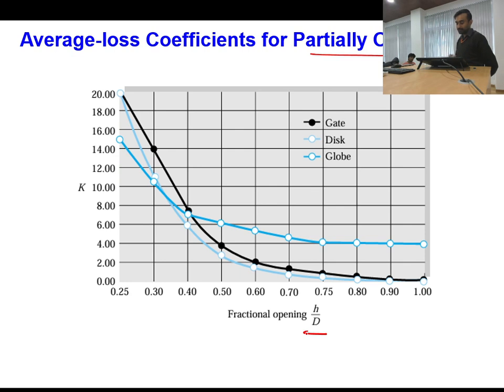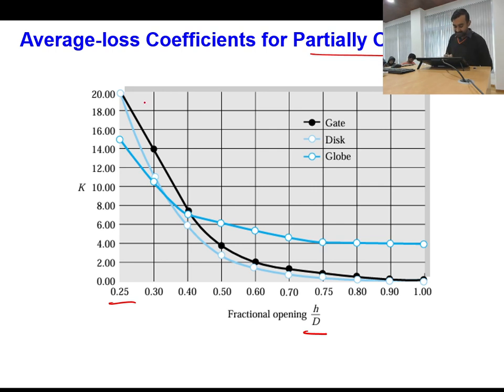So for different values of H by D, which are varying from 0.25 to 1, you can see how for gate, disc and globe valve, my loss coefficient is actually changing. Okay, and you can clearly see that whenever we have the more restricted openings of the valve, then the value of K is large, and when we are relaxing the restriction, then the value of K is decreasing.